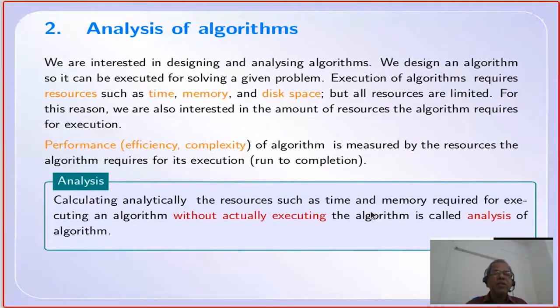The question is, what is analysis of algorithms? Even though I have mentioned three resources, time, memory, disk space, primarily we are interested only in the time. How much time the algorithm needs for execution to run to completion, we call that running time of the algorithm or time complexity. Similarly, how much memory is required by the algorithm to run to completion, we call space complexity. Both running time and space complexity are measures of performance or efficiency of the algorithm.